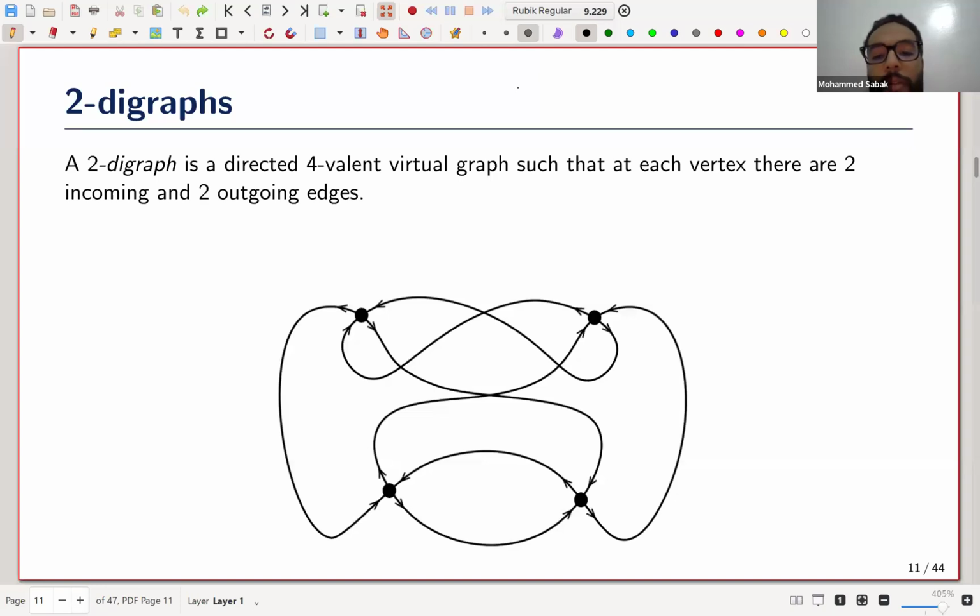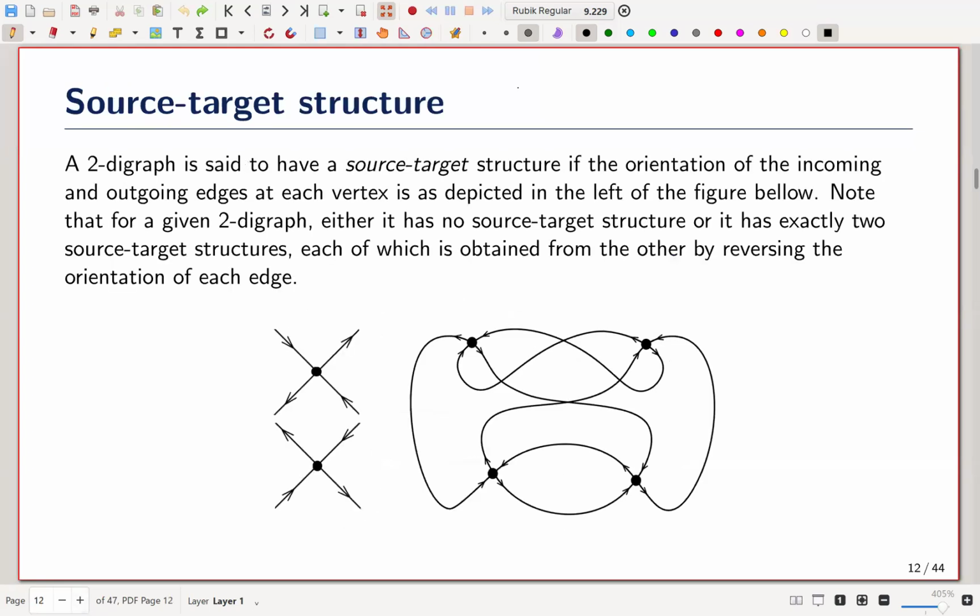Now we will add orientations to the edges so that we get 2-in 2-out graphs, meaning that at each vertex we have two incoming and two outgoing edges. This is what we call a 2-in 2-out graph. We call it source-sink, or source-target. The source-target structure is a special case of 2-in 2-out graphs.